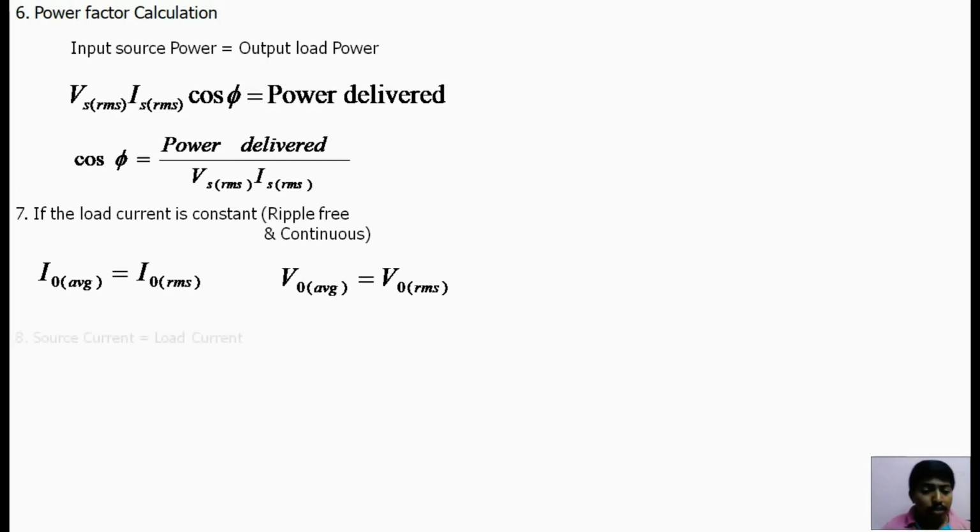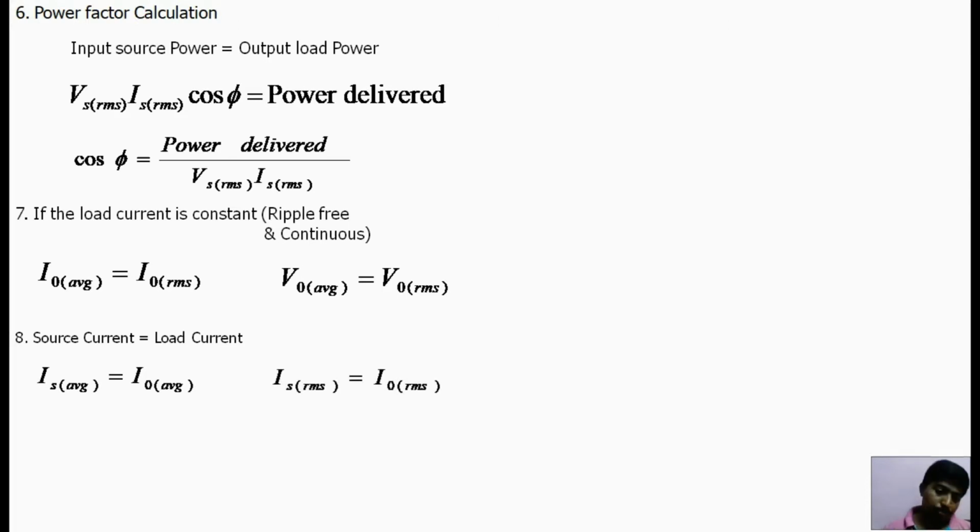The eighth formula: for single phase half wave and full wave rectifiers, the source current is equal to the load current, because the input source, the rectifier diodes and the load are all connected in series. So the source current is equal to the load current. Is average is equal to I0 average, and Is RMS is equal to I0 RMS.